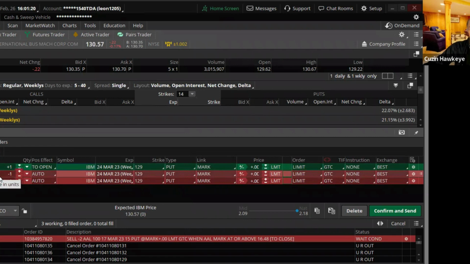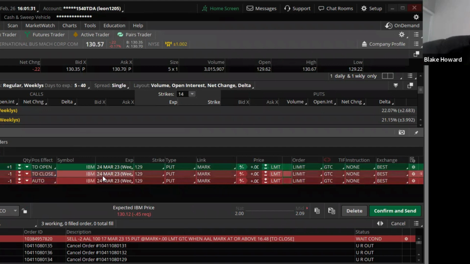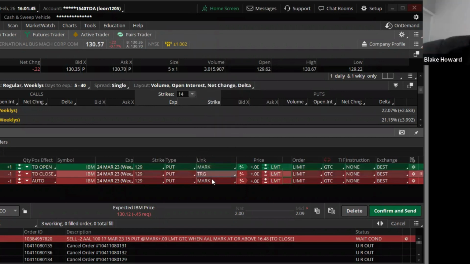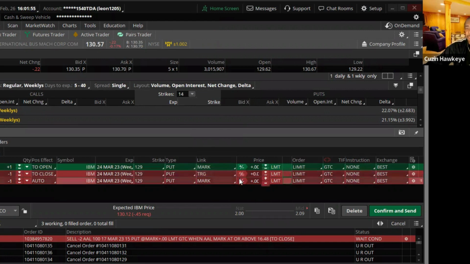We're scrolling to our right. See, it's still one contract. We hit auto, so we want to hit this to close. Then keep scrolling over, where it says mark. Now, instead of mark for this, we're going to go to a trigger. Put in a trigger. Then move over to the next little symbol, and we're going to change that symbol to a percentage. Hit it twice, and it should come up a percentage.